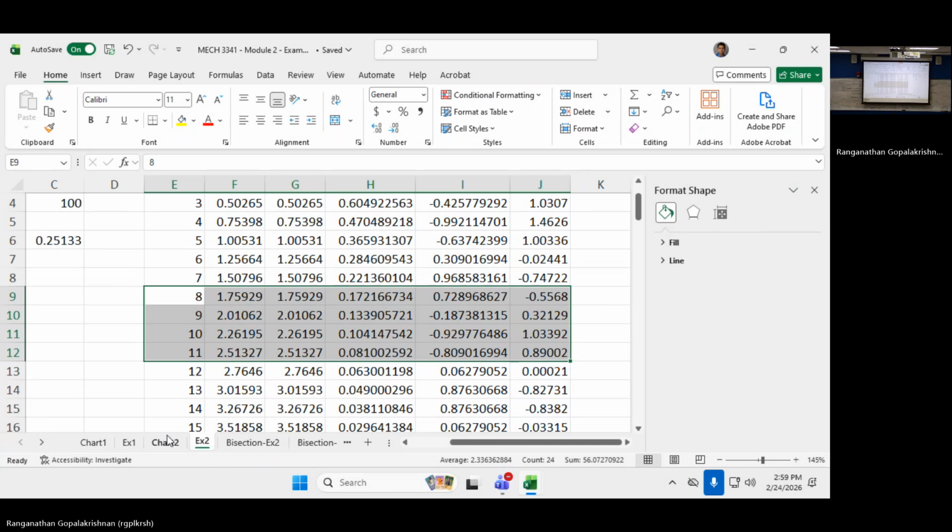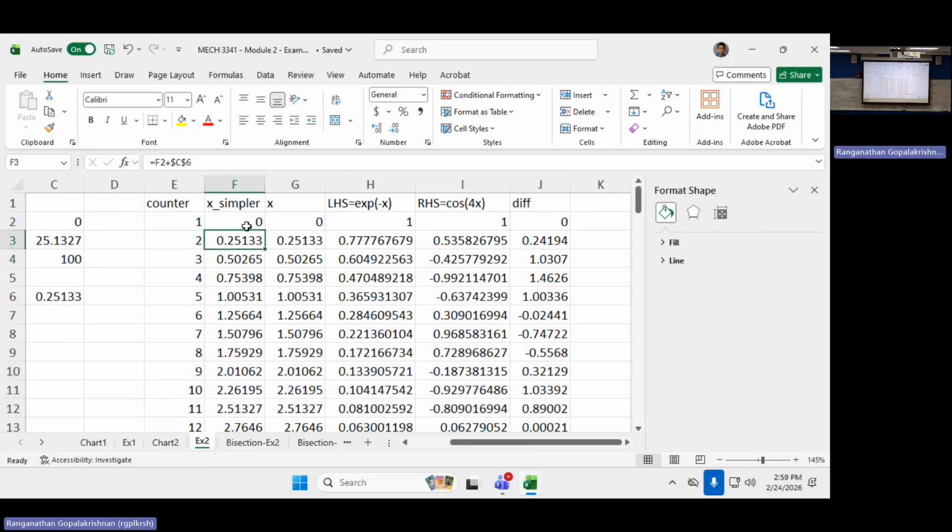Okay. Questions? No. Okay. Yes. Which two columns? What is on F and G?